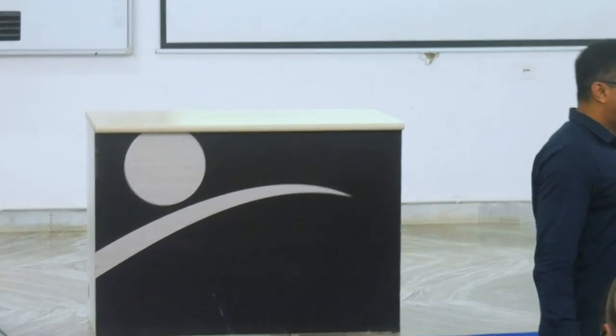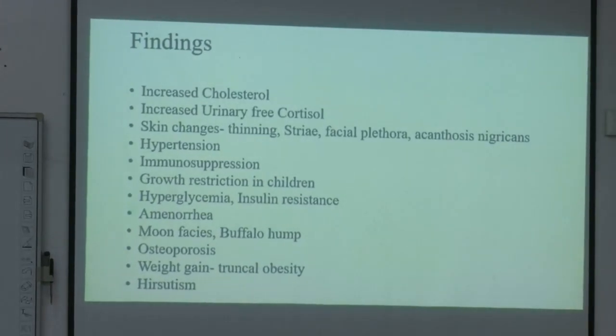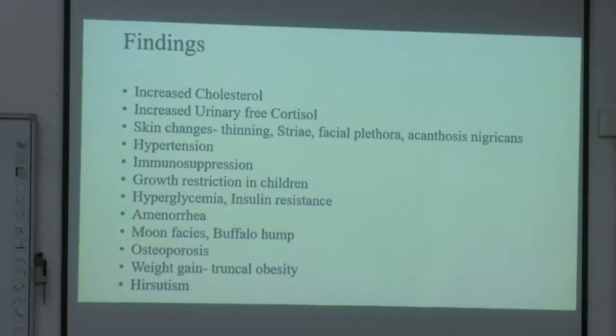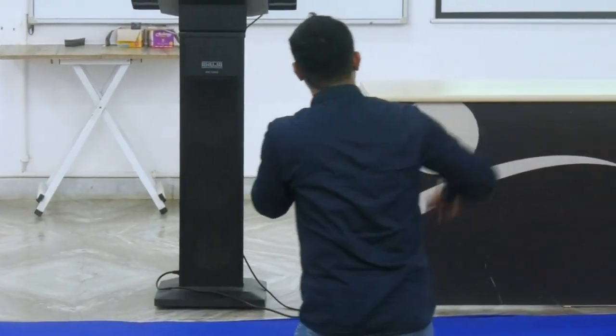Okay, next slide please. Okay, findings. What are the findings in Cushing syndrome? How do you identify? You know, a Cushing syndrome patient, diagnosis nahi karna padta hai. You just see the patient and he is suffering from Cushing syndrome. This is the case of Cushing syndrome. You just see the patient and you will tell, right? So, increased cholesterol, increased urinary free cortisol, these are investigations, you can measure increased urinary free cortisol.